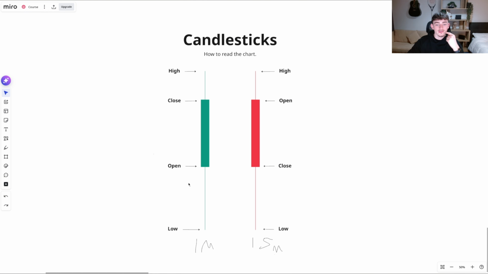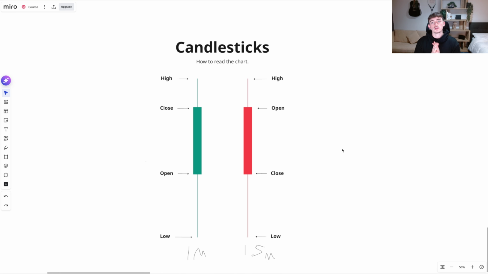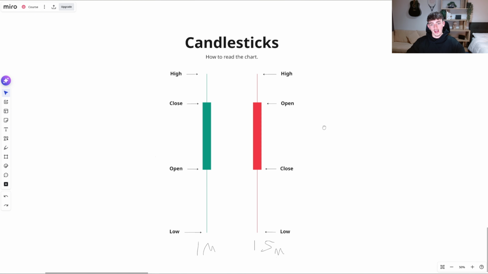So green candle or white candle for my example, for your charts, will be bullish and then red bearish. Bearish means down, bullish means up. Long means buy, bullish, and then bearish means sell. So that's everything for candlesticks. Make sure you guys are getting these notes down and revisiting them to understand fully how this sort of works.